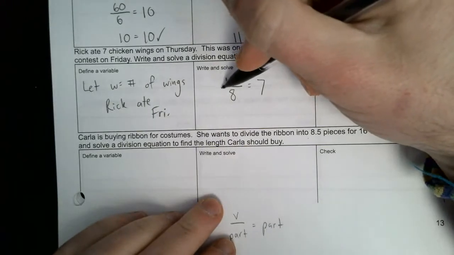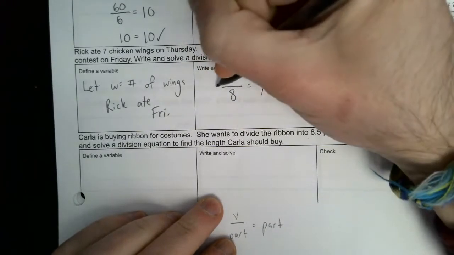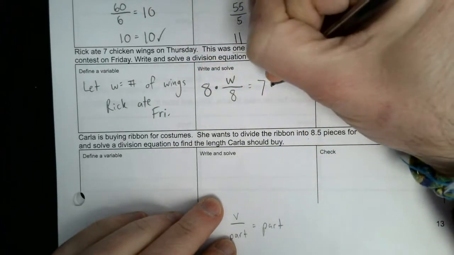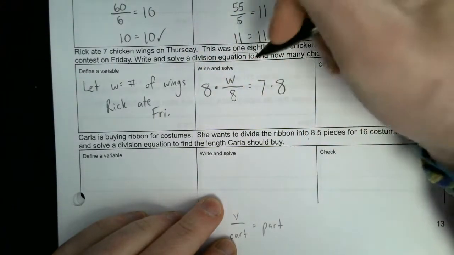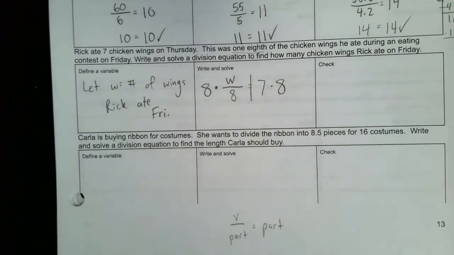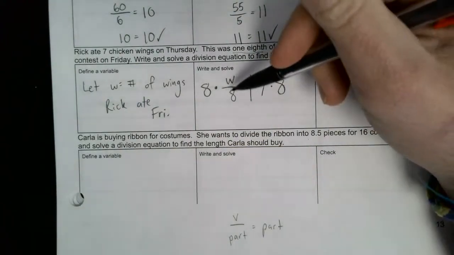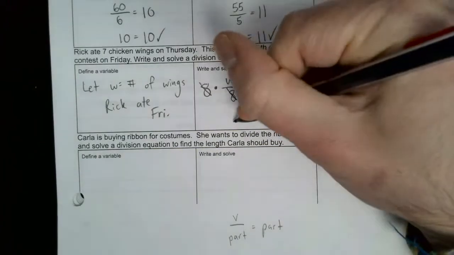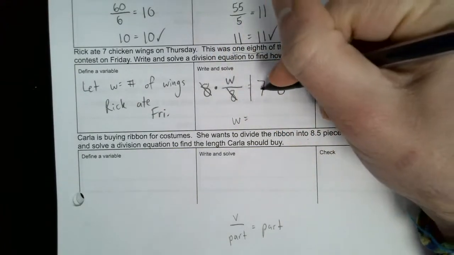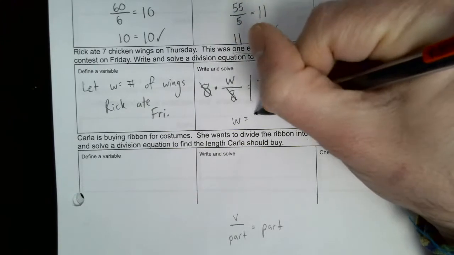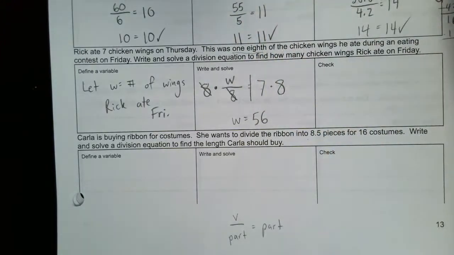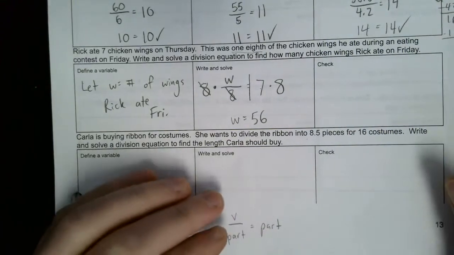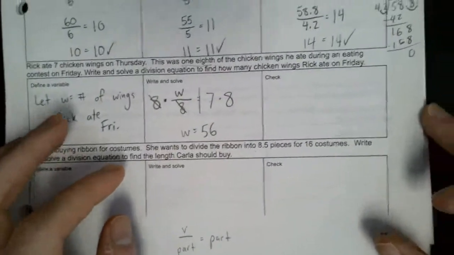So what we're going to do is get rid of that divided by 8 by multiplying both sides by 8. Put a little barrier right there. All right, so let's look at both sides. These 8s cancel each other out, and we're left with W equals 7 times 8, which is 56. So apparently he ate 56 wings on Friday, which is quite a bunch. That's like a bucket of wings.